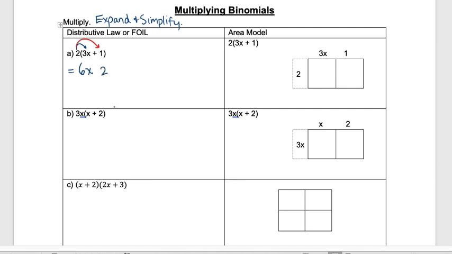A lot of people will write just that, but you need to always write a plus or minus between these terms in these algebraic expressions. So in this case, 2 times positive 1 is positive 2, so write plus 2, like that.